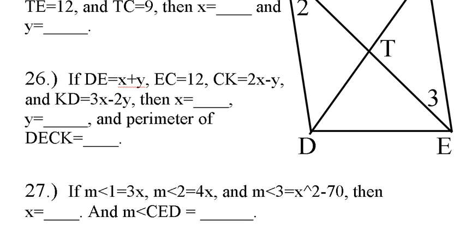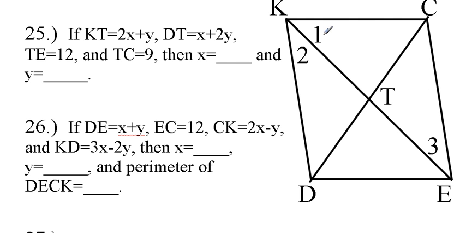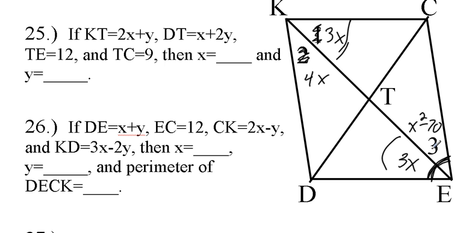Angle 1 is 3x. Angle 2 was 4x. Angle 3 was x squared minus 70. Okay, and I'm supposed to find x and the measure of angle CED. Well, CED is this whole angle, so we'll find x first, and then we'll use the fact that these are alternate interiors, the 3x and this angle, and then we'll just add them together once we find x.